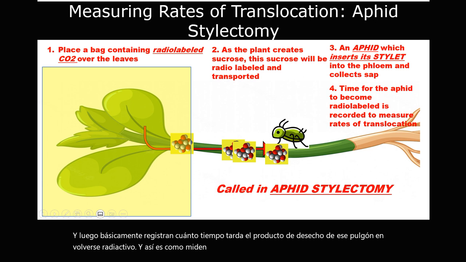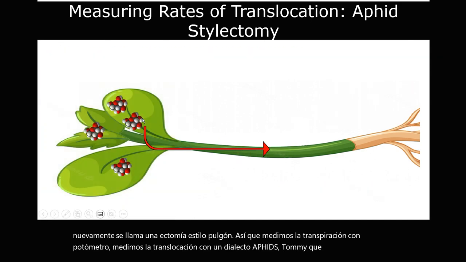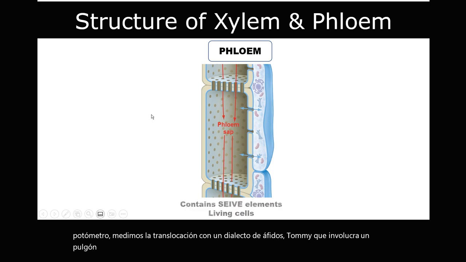And so this whole process, again, is called an aphid stylectomy. So we measure transpiration with a potometer, we measure translocation with an aphid stylectomy that involves an aphid and radio-labeled carbon dioxide. Okay.